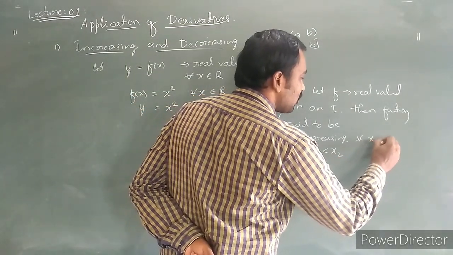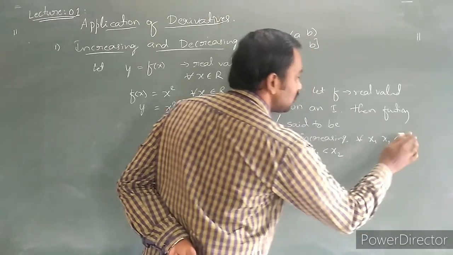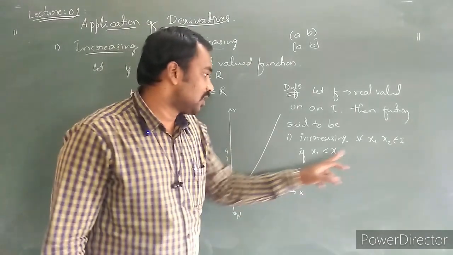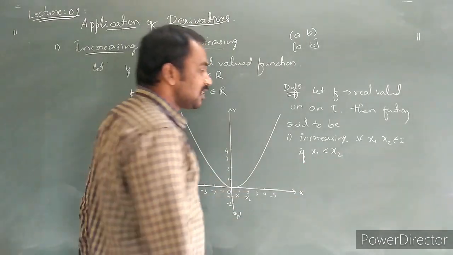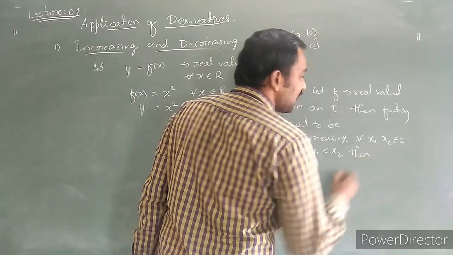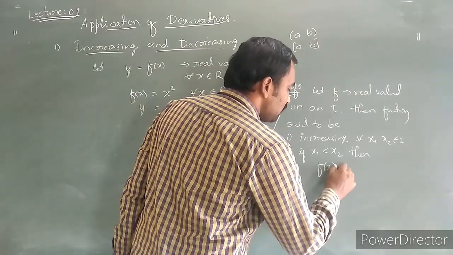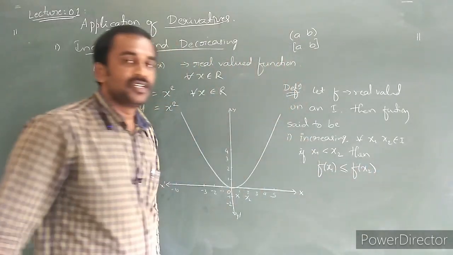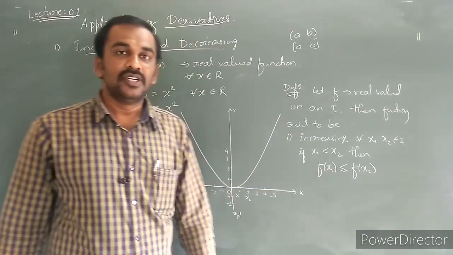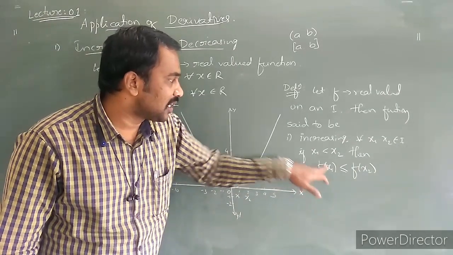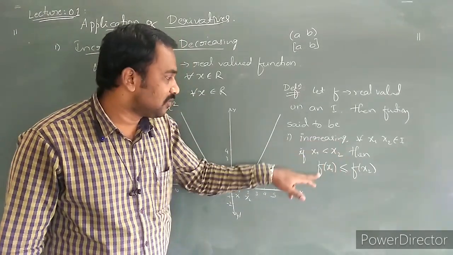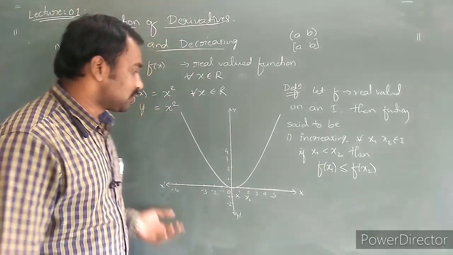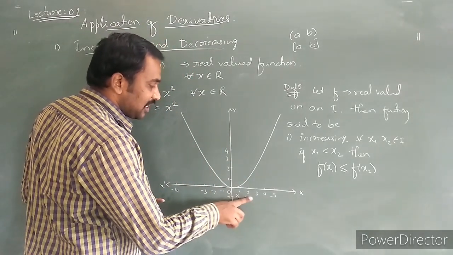So I write: for all x1, x2 belonging to the given interval I, if x1 is less than x2, then we can say that f of x1 is less than or equal to f of x2. Whenever it is an increasing function, we have to say that f of x1 is less than or equal to f of x2.